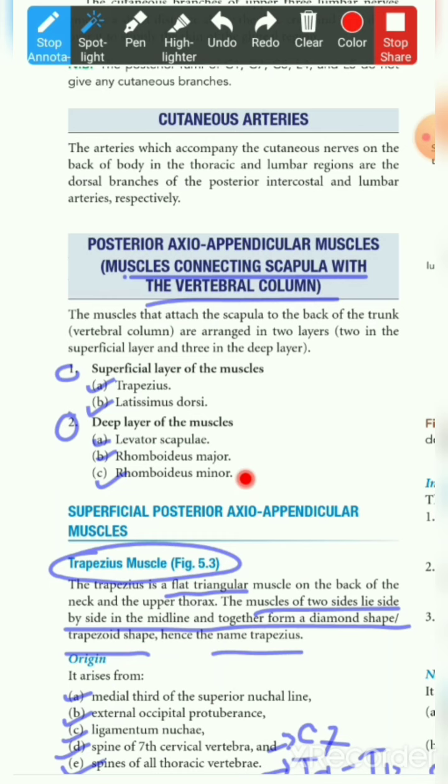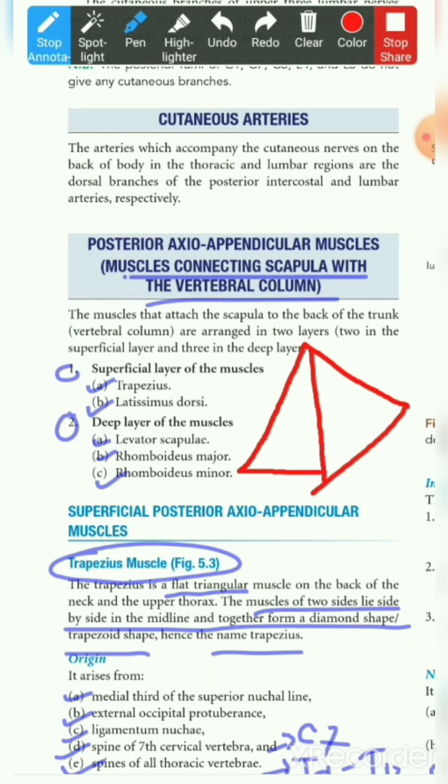So let's come to the trapezius muscle. It is a very big muscle. It is a flat triangular muscle, and when the muscles of the two sides, that means the left side and right side, are side by side in the midline, we can see it looks like a diamond shape or trapezoid shape. Hence the name is trapezius. If it is the midline, the trapezius muscle looks like this on the right side, and on the left side looks like this. The shape is almost diamond shape or trapezoid shape. So that is why it is called trapezius muscle.